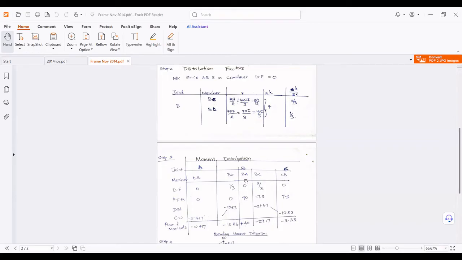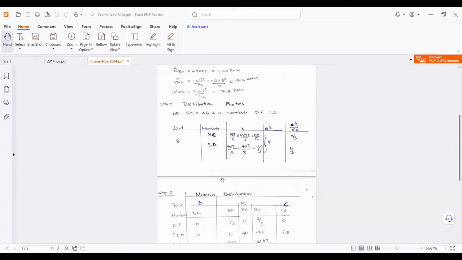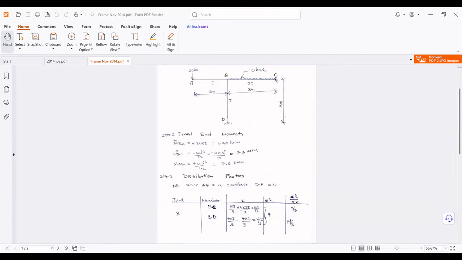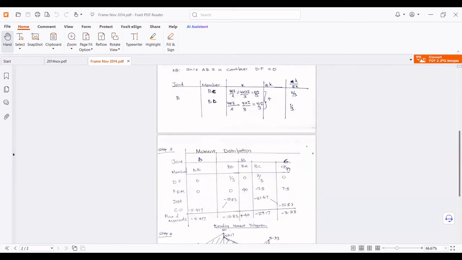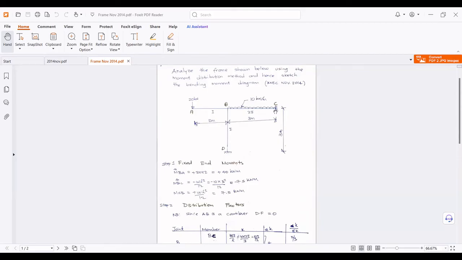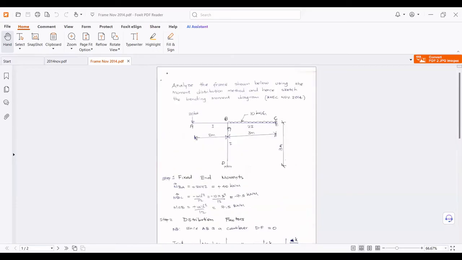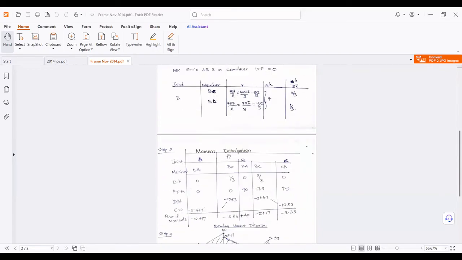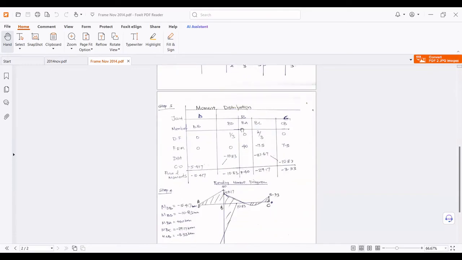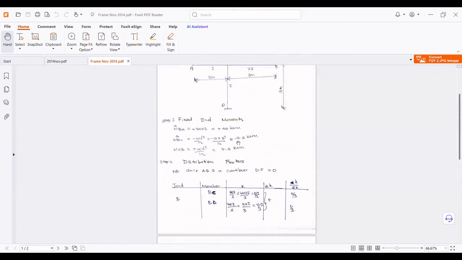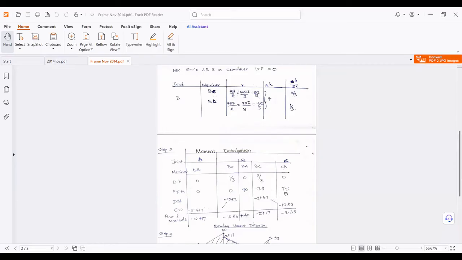For BA the distribution factor is 0, this one is 1 over 3 for BD, and for BC it is 2 over 3, which we have already calculated here. And CB is fixed, so we don't do any distribution there, the distribution factor is 0. BD and DB are 0 because there is no loading. So BA, we have already calculated, is 40, the hogging moment calculated here. For BC, it is negative 7.5, we calculated here. For CB, it is positive 7.5.